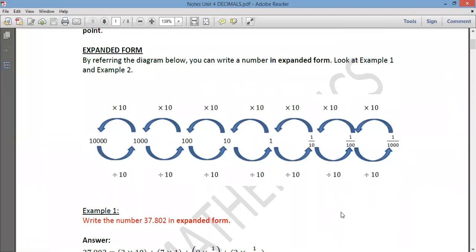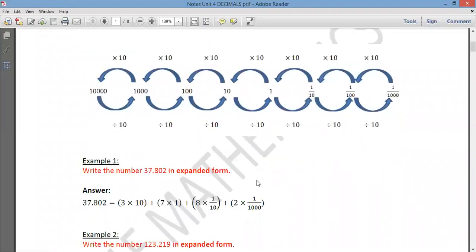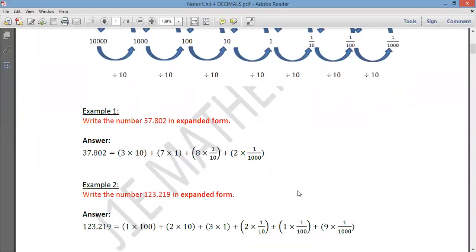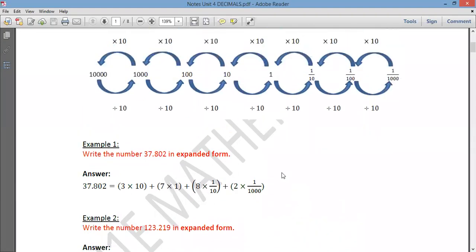So you can always use this figure to help you how to write your numbers in expanded form. So this one will be your final answer. Okay. So we go to example 2. It's the same thing. You can use the figure above to help you how to write all the decimal numbers in expanded form.